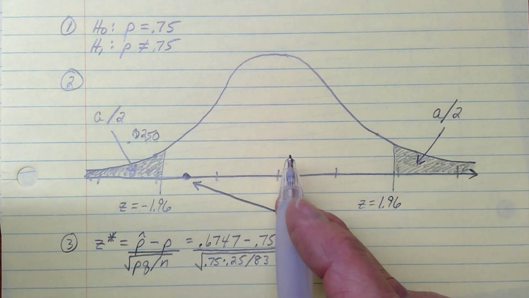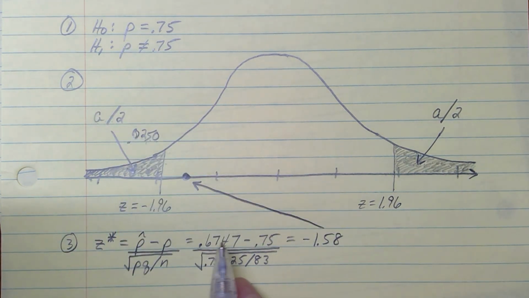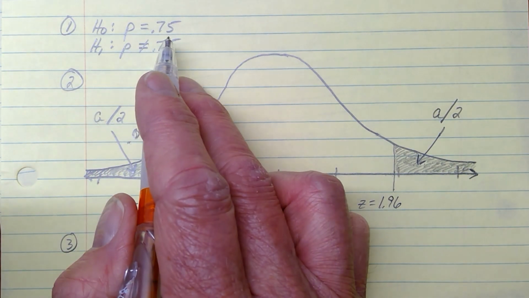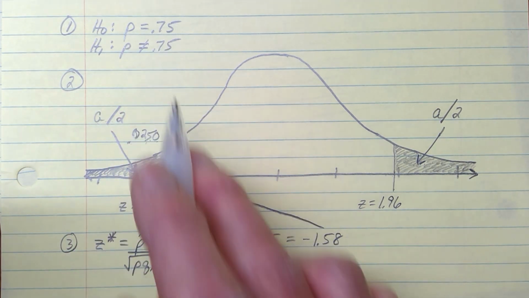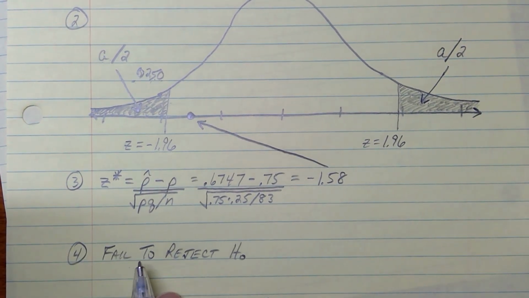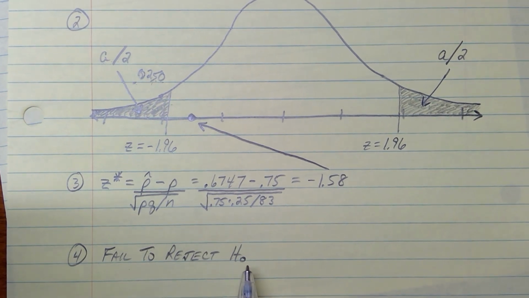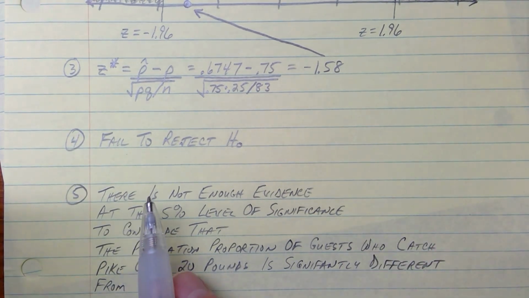So I have to say, okay, you were right. I was going to say, even though my data looks like it's smaller than what you claim, it's not small enough to matter. I have to accept that the true proportion is 75%. Even though my data argues that, it just wasn't off enough to matter. So I failed to reject. I have to accept what they said. I tried to reject what they said, and I failed. So there's not enough evidence.